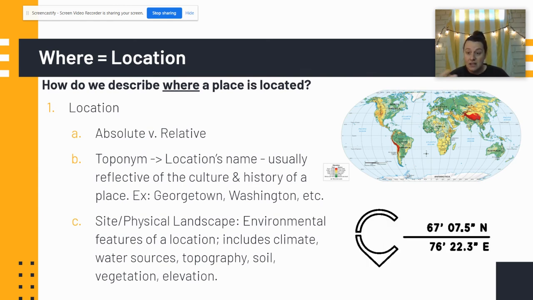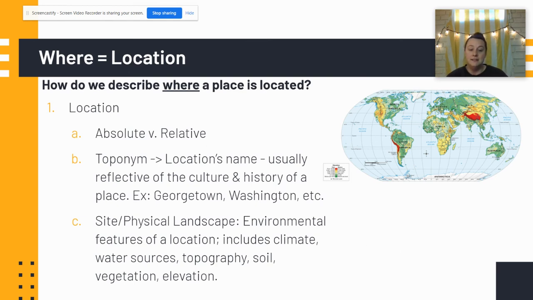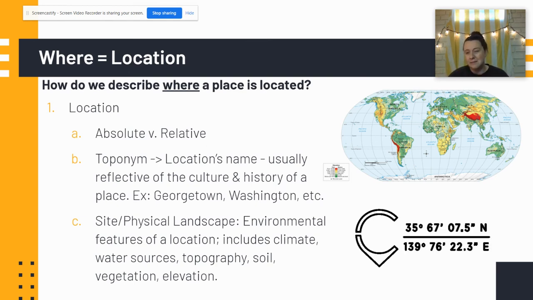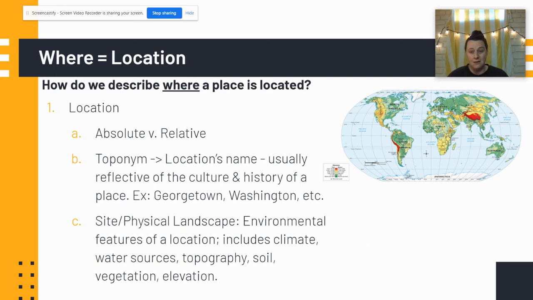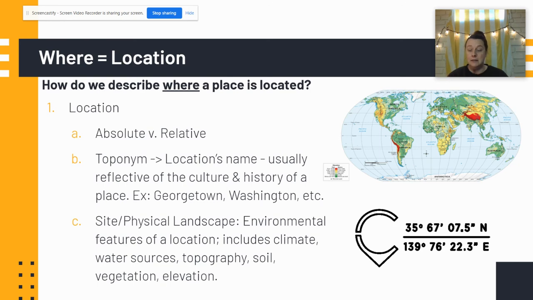Now, there are a few different ways that we can talk about location that we haven't discussed yet. A toponym is an important term that you'll probably come across a lot. A toponym is just the geographic term for a location's name. Names are pretty interesting because they reflect the values, history, and culture of the people who chose that name. For example, places like Georgetown. There are a bunch of Georgetowns across the US. Well, this is directly tied to the history of the establishment of the United States.